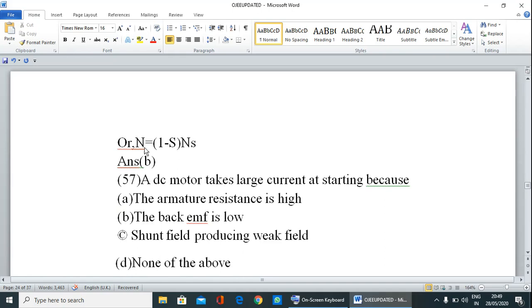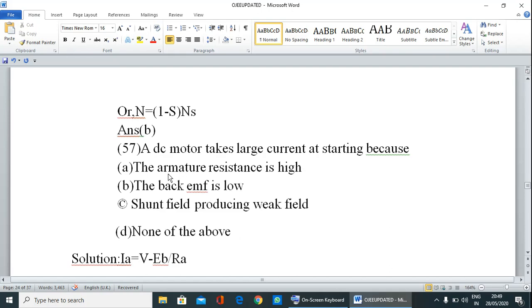Therefore, N is equal to (1 minus S) into Ns. So this is the correct relationship between slip, rotor speed, and synchronous speed. Correct answer B is the correct answer.